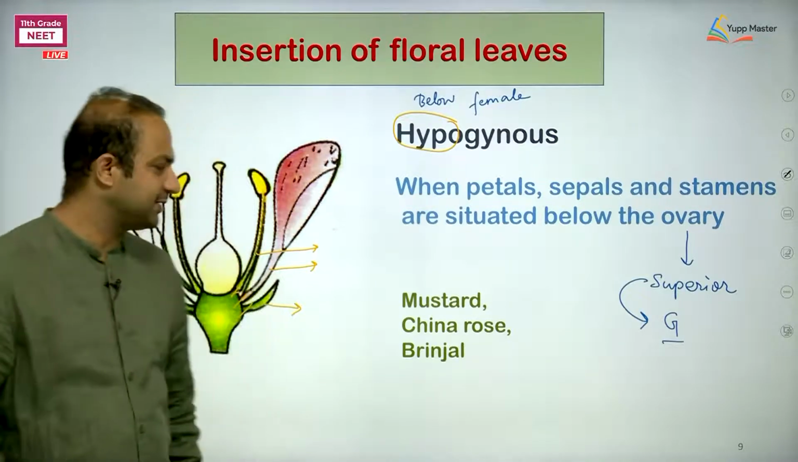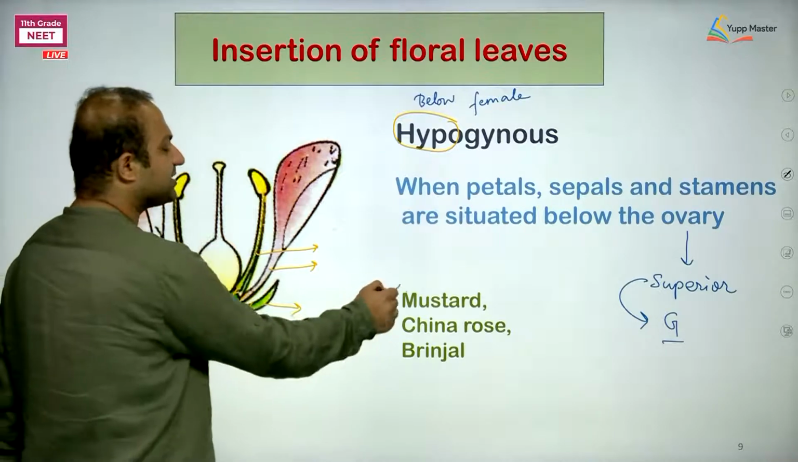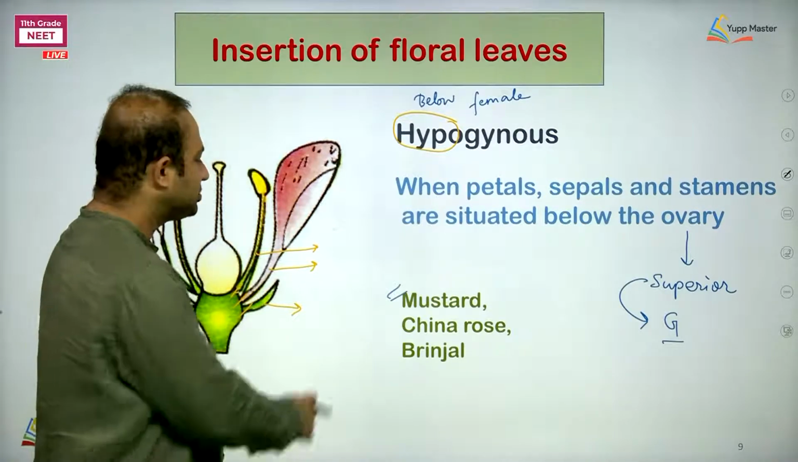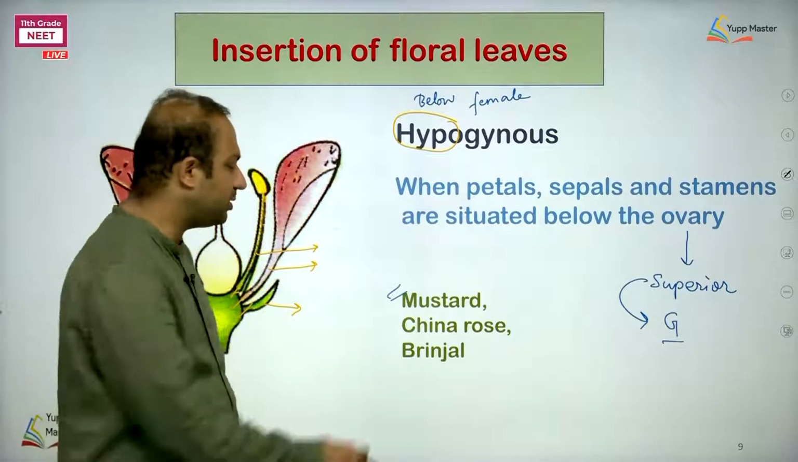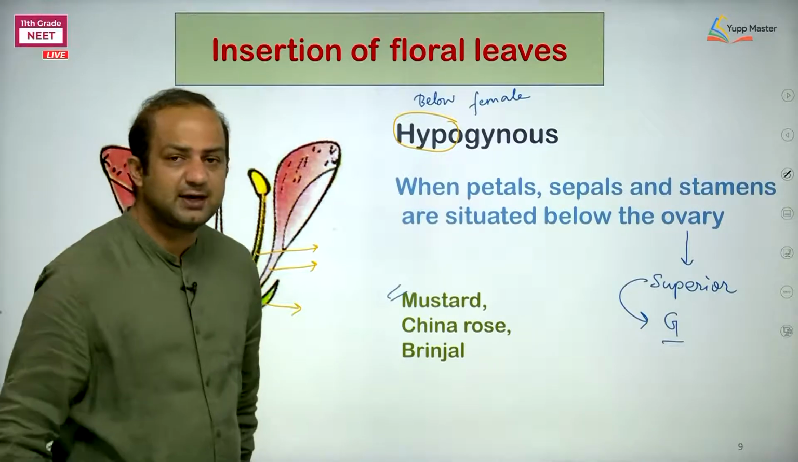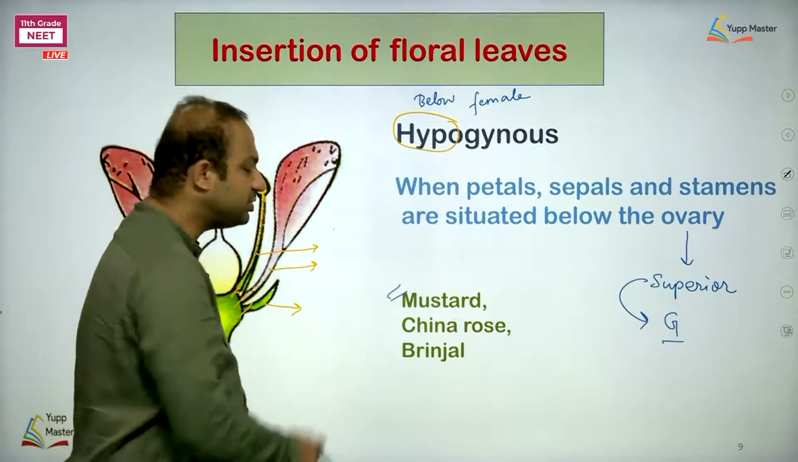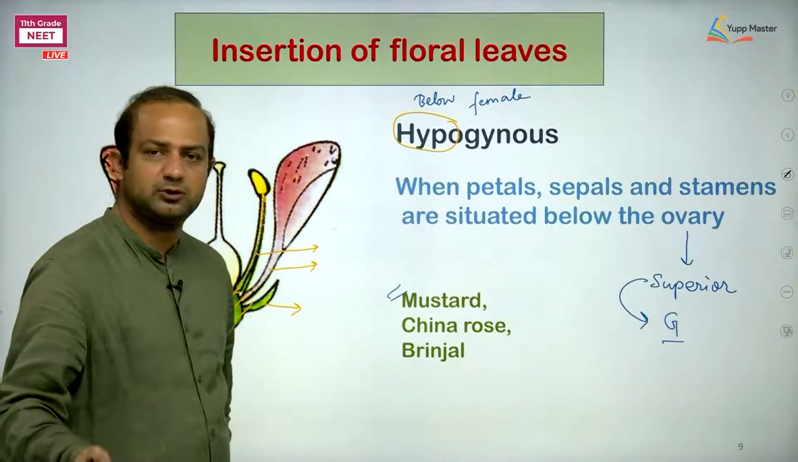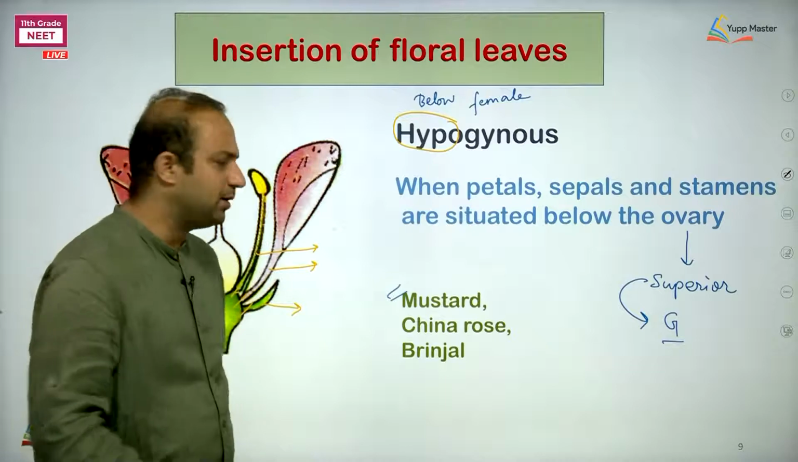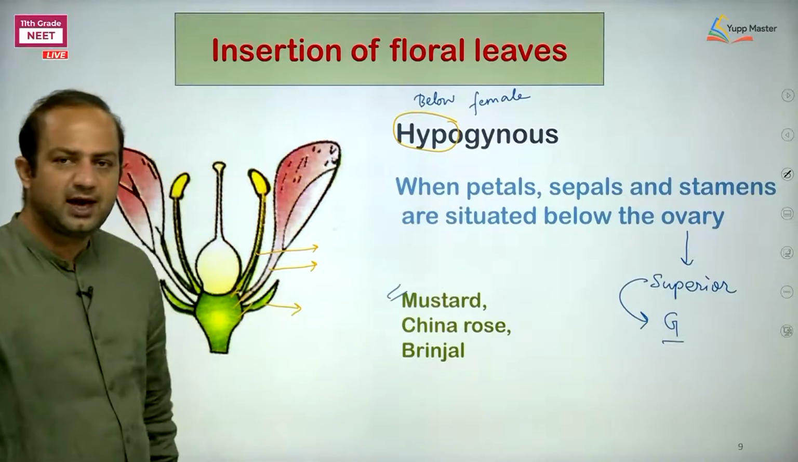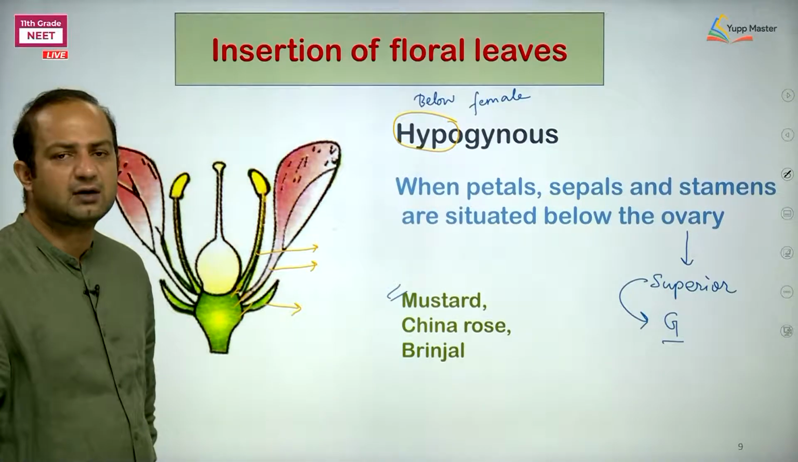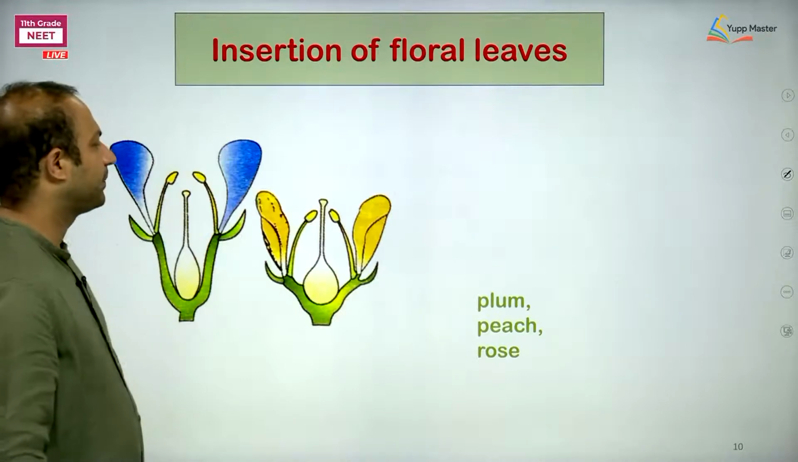First type, hypogynous. Examples are given over here: mustard, radish obviously, then China rose and brinjal. Ladyfinger and cotton, obviously. Brinjal means tomato, potato, datura, petunia, chili, all are along with this. They have hypogynous flowers, or they have superior ovaries.